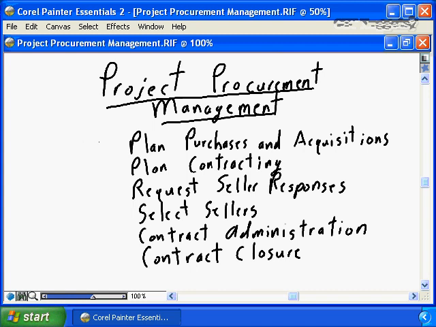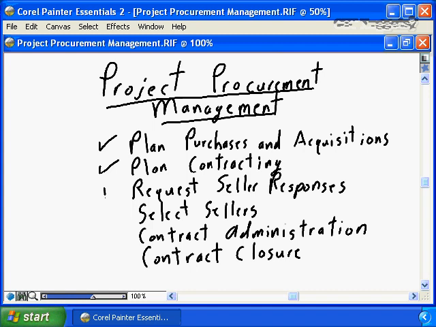PMBOK defines project procurement management with 6 main steps. The first step is plan purchases and acquisitions, identifying the products and services that you must buy to successfully deliver your project, or identifying the products and services that you must sell to allow a project to be successfully delivered. Plan contracting involves identifying what type of procurement is going to be done. Is it time and materials? Is it fixed price? How will the contracts be administered? How will the contracts be processed?